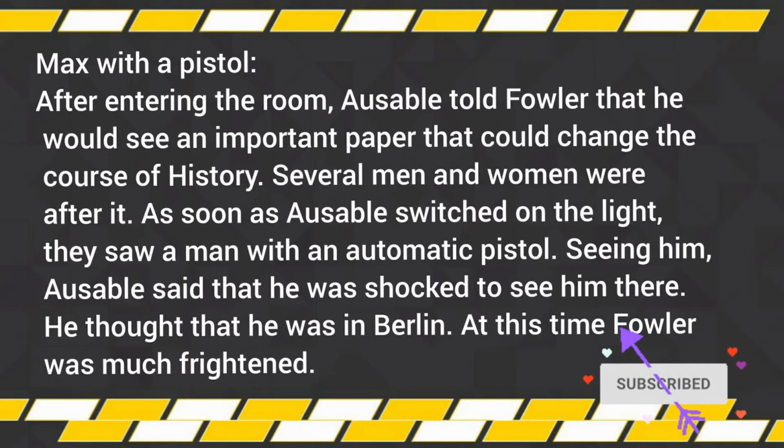Several men and women were after it. As soon as Oscible switched on the light, they saw a man with an automatic pistol. Seeing him, Oscible said that he was shocked to see him there. He thought that he was in Berlin. At this time, Fowler was much frightened.